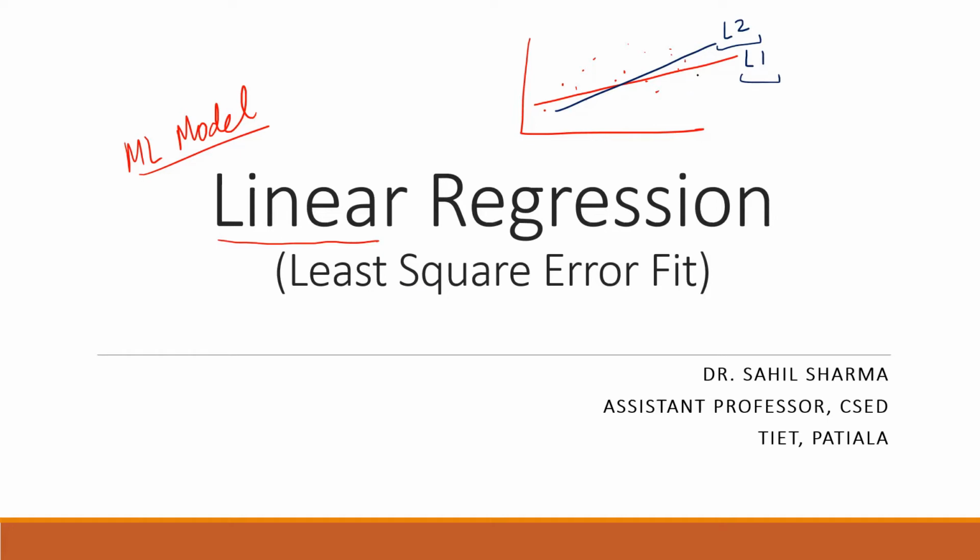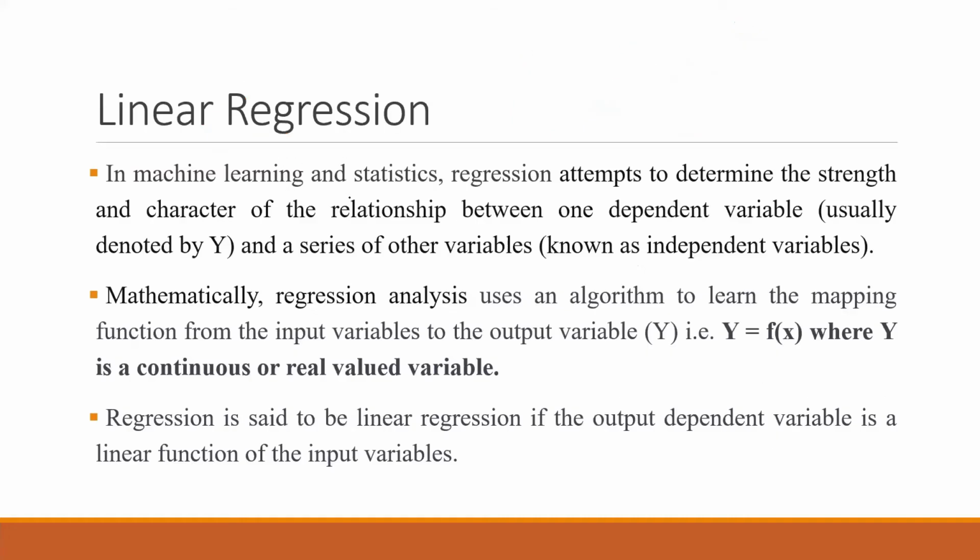So intuitively, some may say L1, some may say L2, but how to make a decision, that is the real problem. And this problem can be solved by the least square error fit method. Now we will discuss what this method is, and based on that you can make the decision. Let's see. I will answer this question later on. I think that will be automatically answered once you see what is being done in this method. So linear regression, in machine learning and statistics, regression attempts to determine the strength and character of the relationship between one dependent variable and a series of other variables.